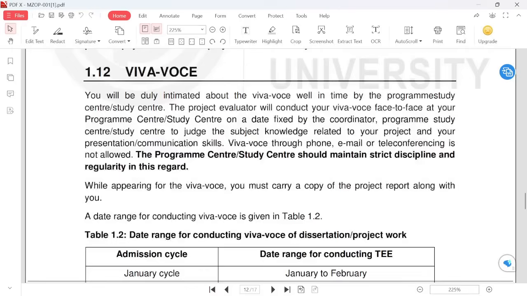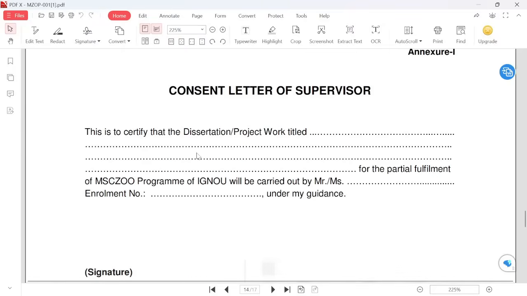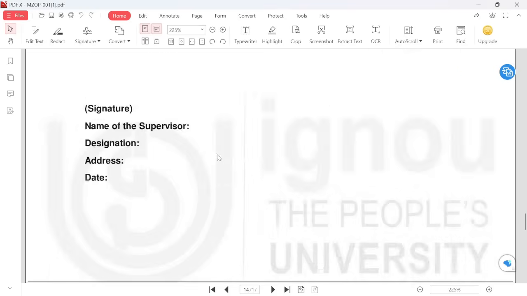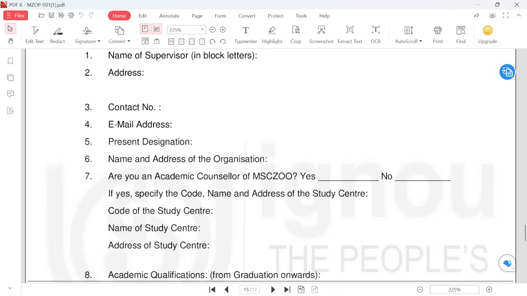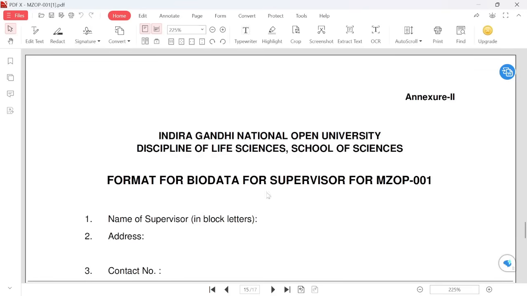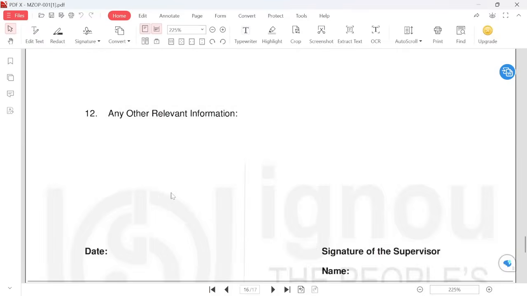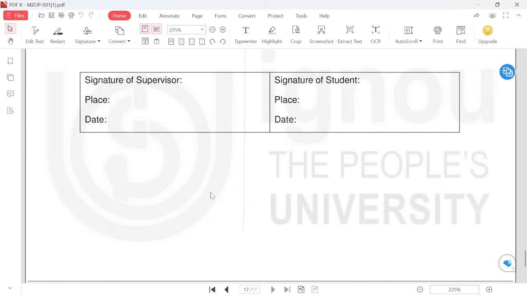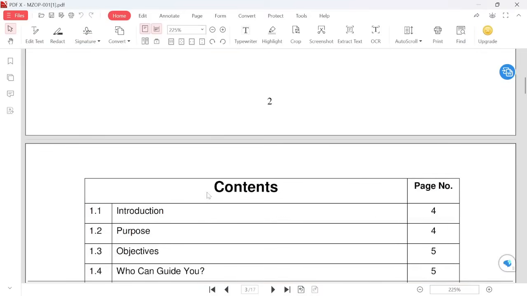If you want more information about it, you can download the guideline and study it in brief. I already told you about the annexures at the bottom of your guideline. Here are given the certificate of originality and consent letter of supervisor. All things are given here. This is the supervisor's biodata again, which should be in this format. Another thing is the certificate of originality. We already had a conversation about it. So that's all for today, and I think I already shared so many things about this particular project work.